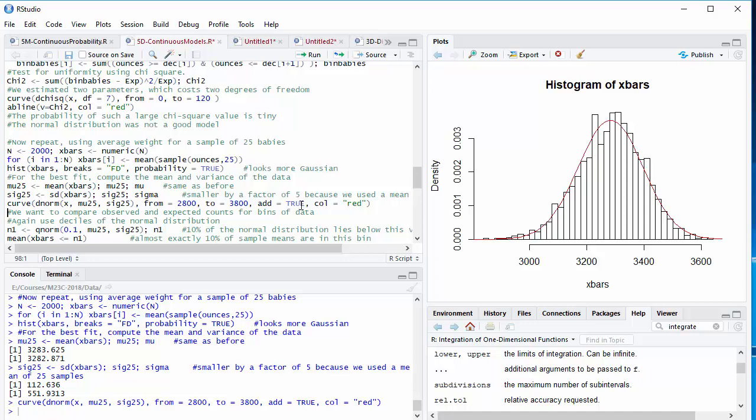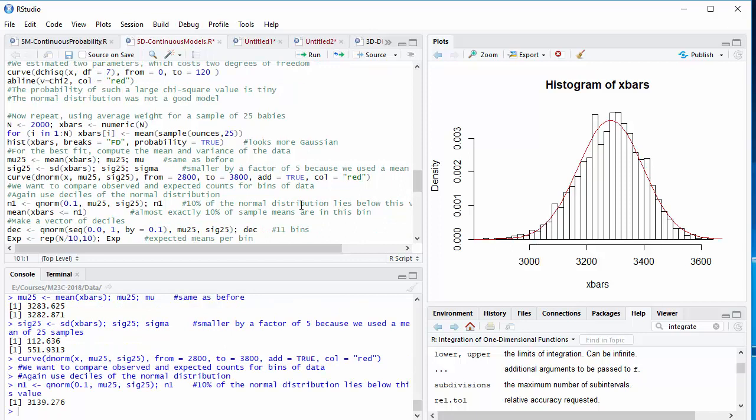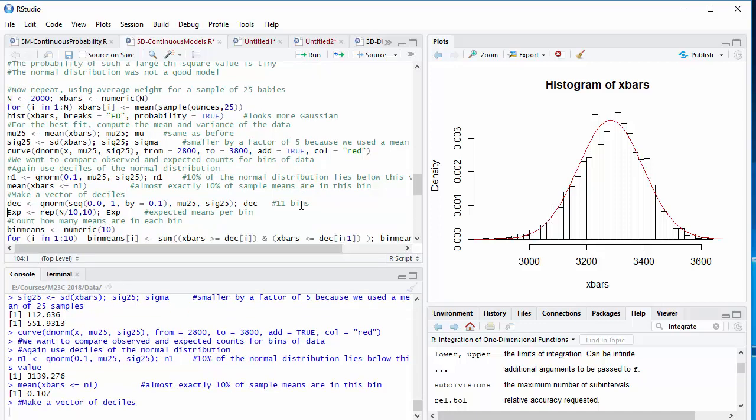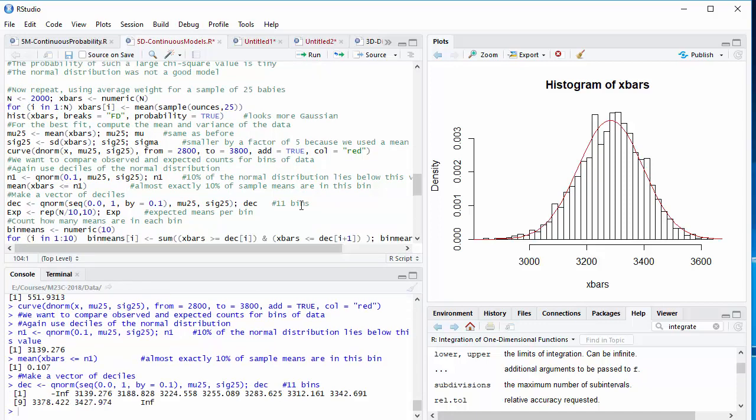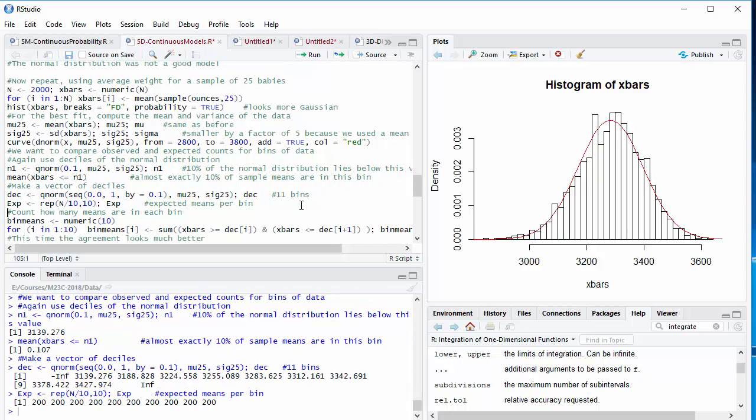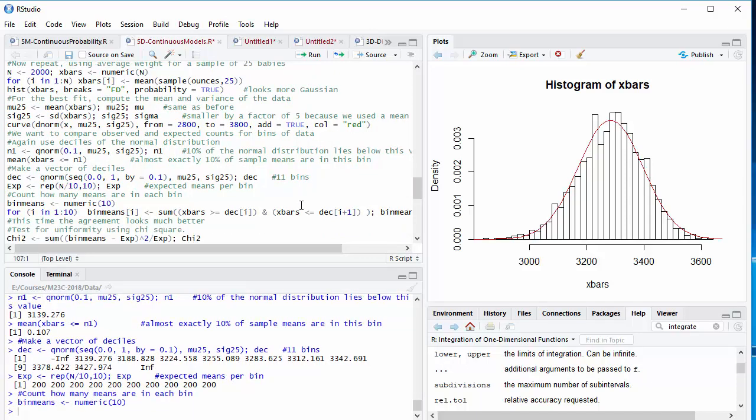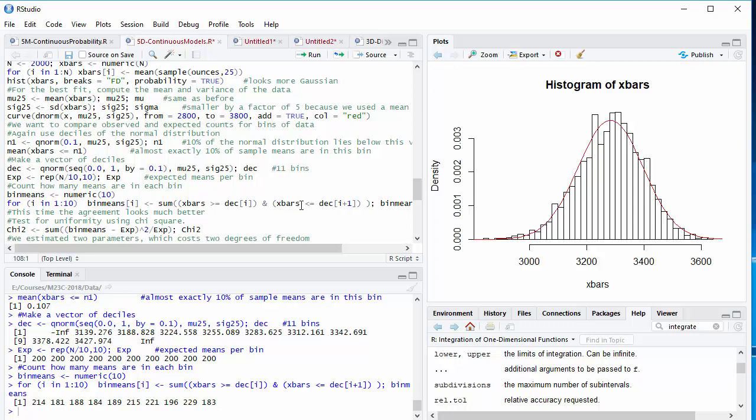And if we want to confirm that it's much, much better, we play the same game as before, using the deciles of the normal distribution, make a decile bin plot for the normal distribution, and compare the observed number of sample means in each decile with what we've got. And now you can see they really match much more nicely. We expected to have 200 in each bin. It's true, sometimes we're up as high as 221, sometimes we're down in the 180s.